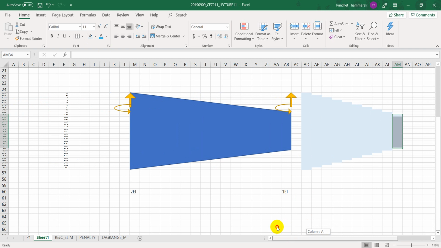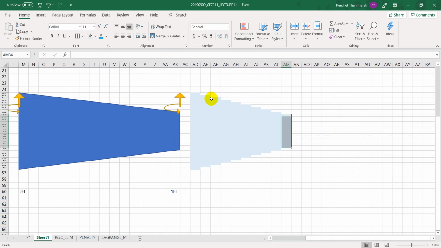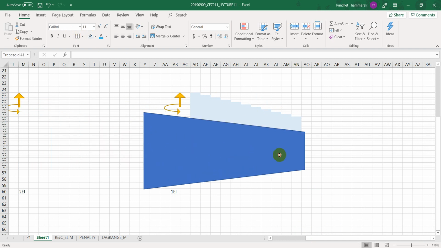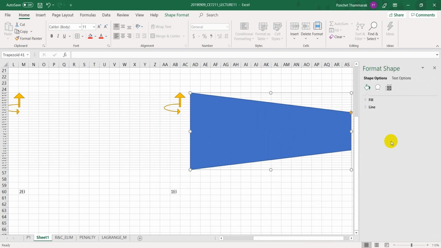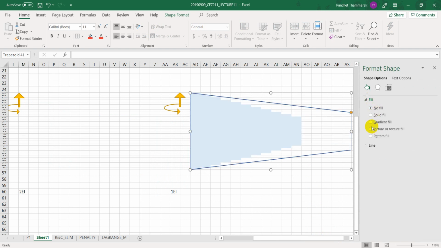Is that 32 already? 1, 2, 3, 4, 5, 6, 7, 8, 9, 10. 11. Okay, whatever. It will be matched with this one. Fill, no fill. Line. Okay, thick line.